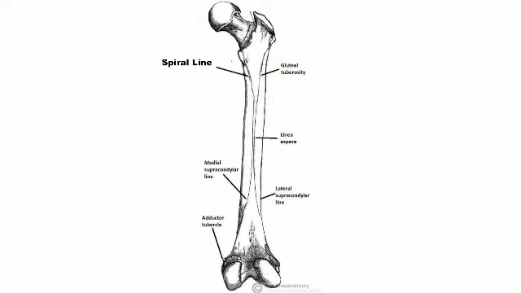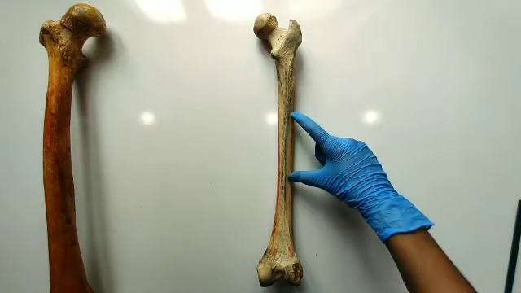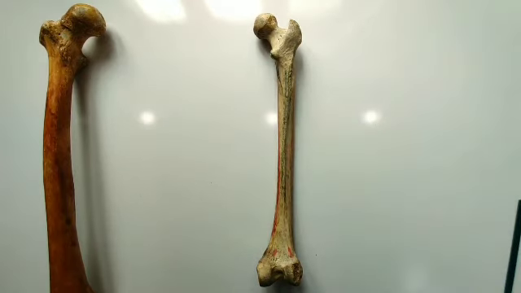The lateral lip is continuous above with the gluteal tuberosity and is continuous below with the lateral supracondylar ridge. Now let's see the surfaces of the shaft. The three surfaces present in the middle 1/3 are the anterior surface, lateral surface and medial surface.